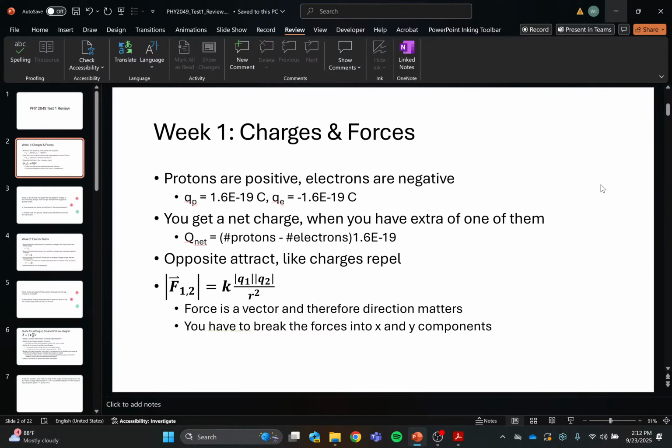And then we got Coulomb's law, which says if you have 2 charges, they experience a force equal to K Q1 Q2 over R squared. K is 9 times 10 to the 9. Q1 and Q2 are the two charges, R is the distance between them. If you have multiple forces going on and you want to combine them, you have to break into X and Y components.